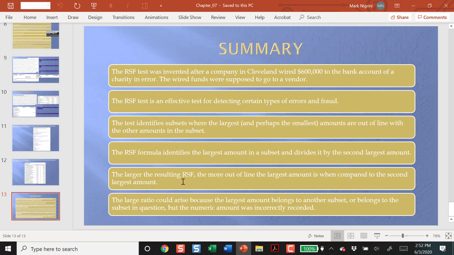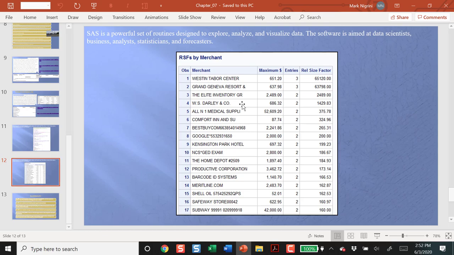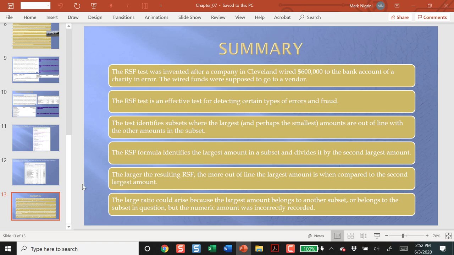The larger the RSF, the more out of line you are, and also the larger the number of entries, the larger the size of the subset itself, the more out of line it is when the largest and the second largest are wildly different. So, I like this test. Not that complicated. Complicated to do in Access, but otherwise quite tame.